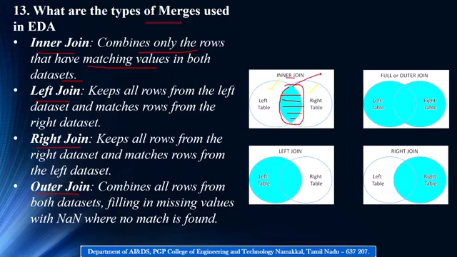I'm going to take only this data. So this is data set A, data set B. We are going to take only the data which is available in both. So that is the inner join. The next one is a full join, or outer join.